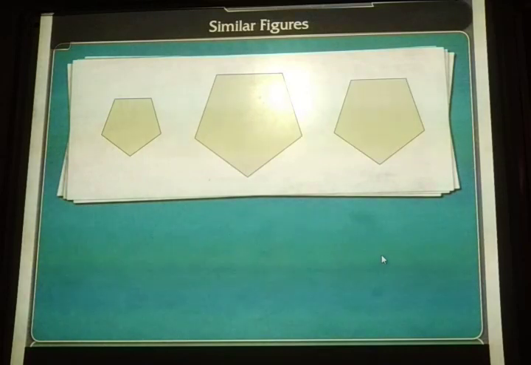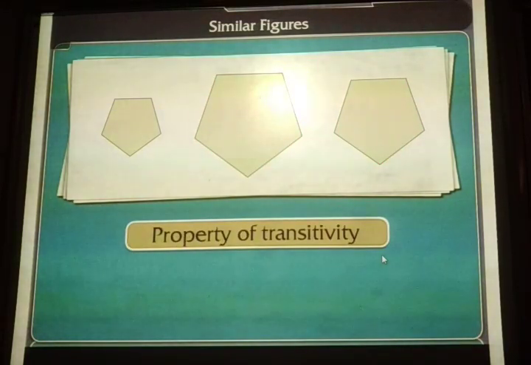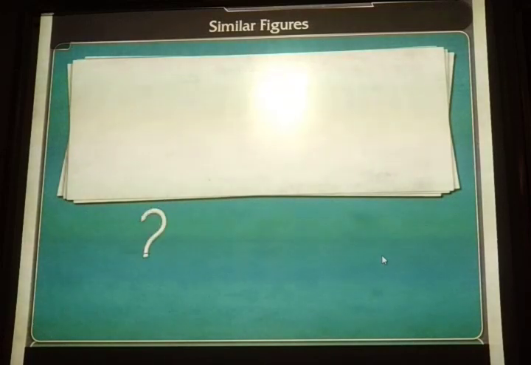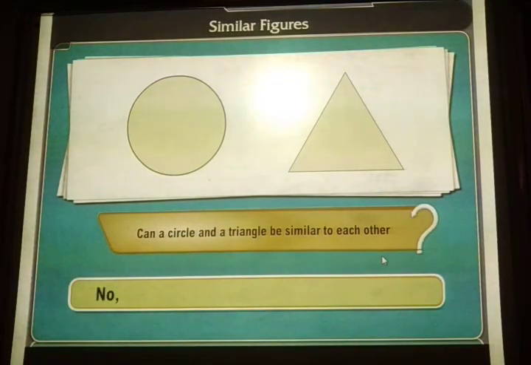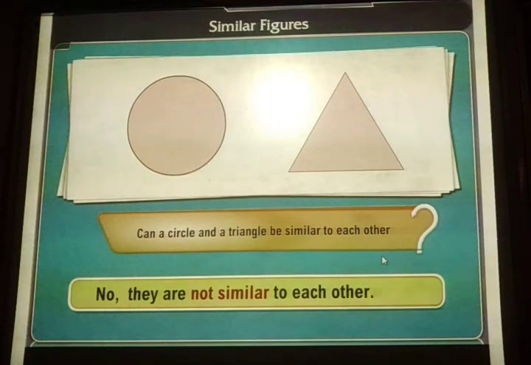Look at these figures. The first polygon is similar to the second polygon, and the second polygon is similar to the third polygon. By the property of transitivity, we can say that the first polygon is similar to the third polygon. Can a circle and a triangle be similar to each other? No. By observing them, we see that they are not of the same shape and hence are not similar to each other.